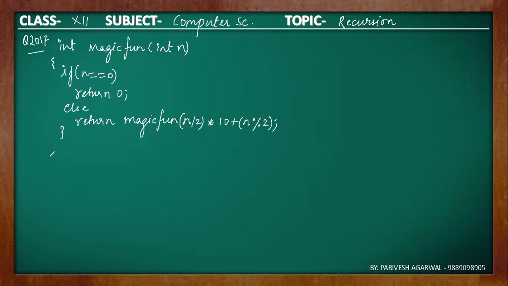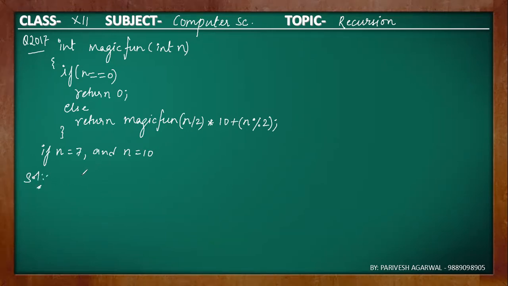So the question is: the following function magic_fun is a part of some class. What will the function magic_fun return when the value of n equals 7 and n equals 10? That means two values have been given to you. You have to show the dry run and working for these two inputs. So let's see the solution for this.